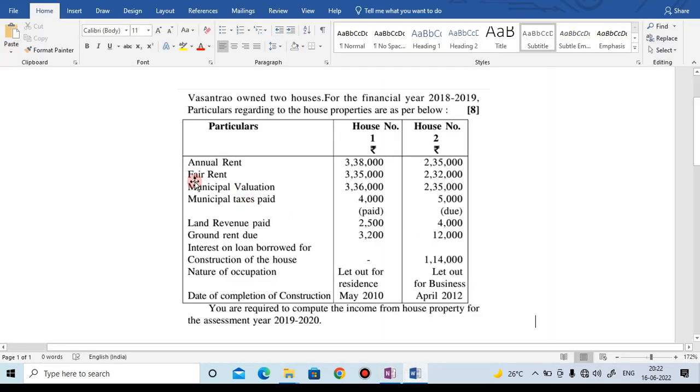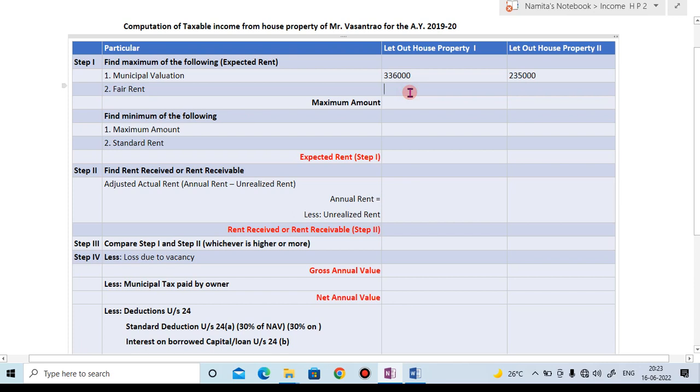Fair rent for house number 1 is 3,35,000 and fair rent for house number 2 is 2,32,000. So note down, fair rent 3,35,000 and for house number 2 fair rent is 2,32,000. Now identify which amount is greater from municipal valuation and fair rent.